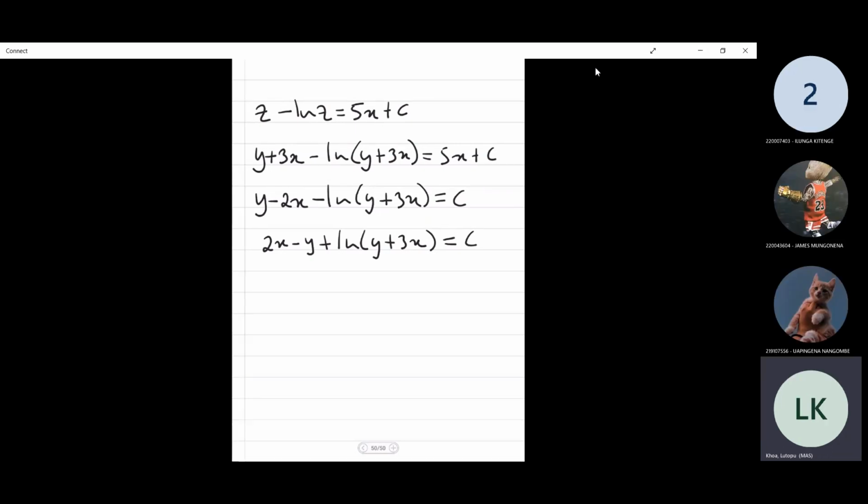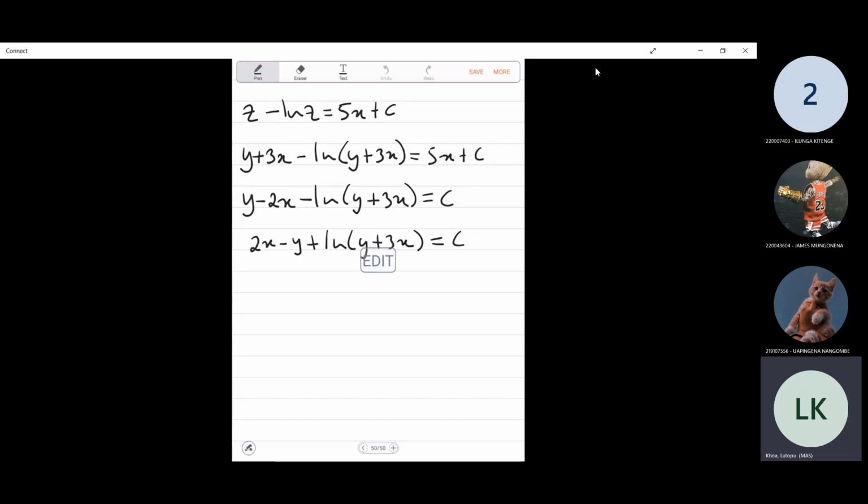So today, like I said, we look at exact differential equations.